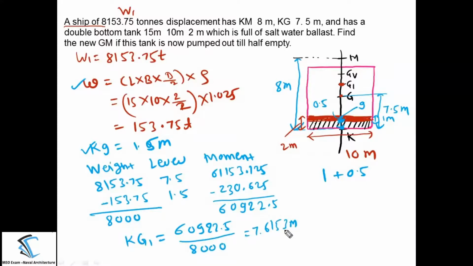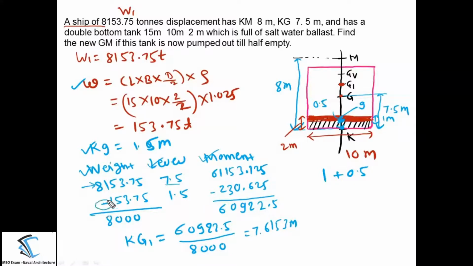To calculate Kg1 because of the removal of the weight, you need to create a table like this. The first column is weight, the second column is lever, and the third column is moment. So the first number in the weight column is 8153.75, that is the weight of the ship. The location of the center of gravity of the ship from the keel is 7.5 meter. Then the second weight, that is minus 153.75.